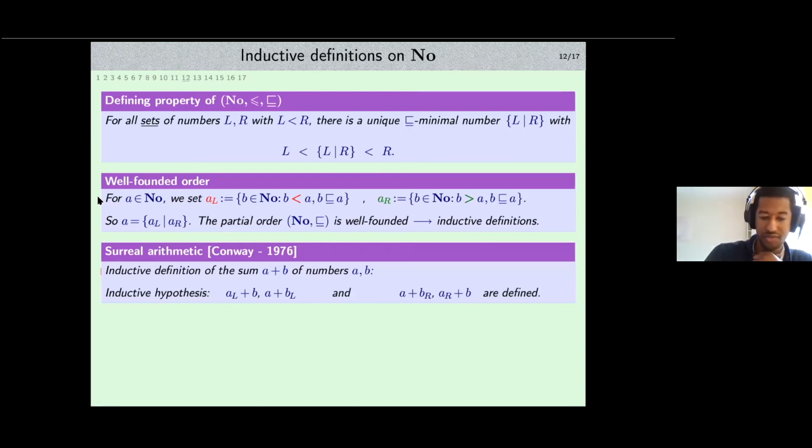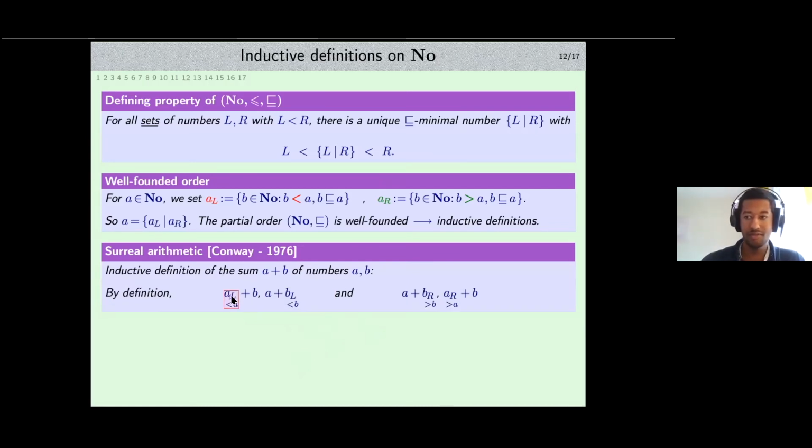We use this to define a sum, a product, and the other structure on NO, on surreal numbers. So just quickly, if we want to define the sum of two numbers, we do it by induction. So we assume that this is defined and this is defined. So for every B in BL, for every C in AL, C plus B is defined. So we know that everything in AL is smaller than A, everything in BL is smaller than B. And conversely, we have those relations here.